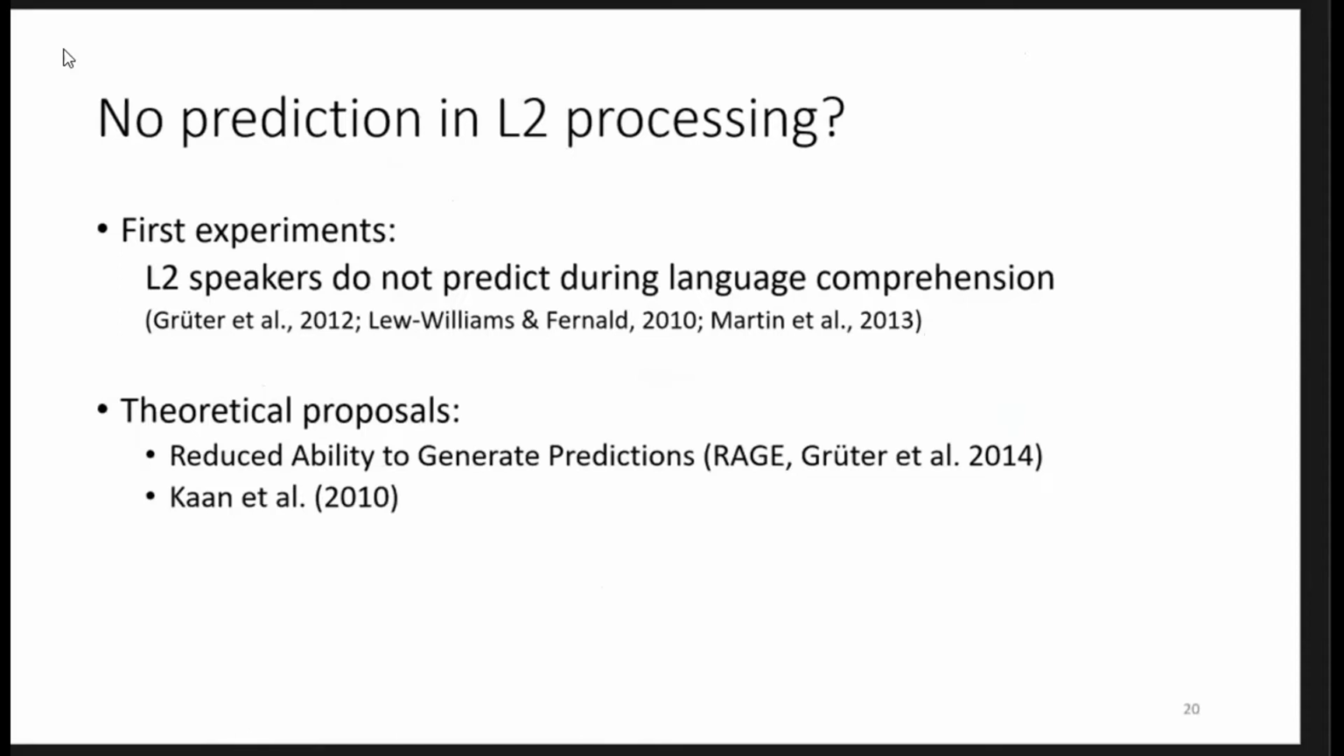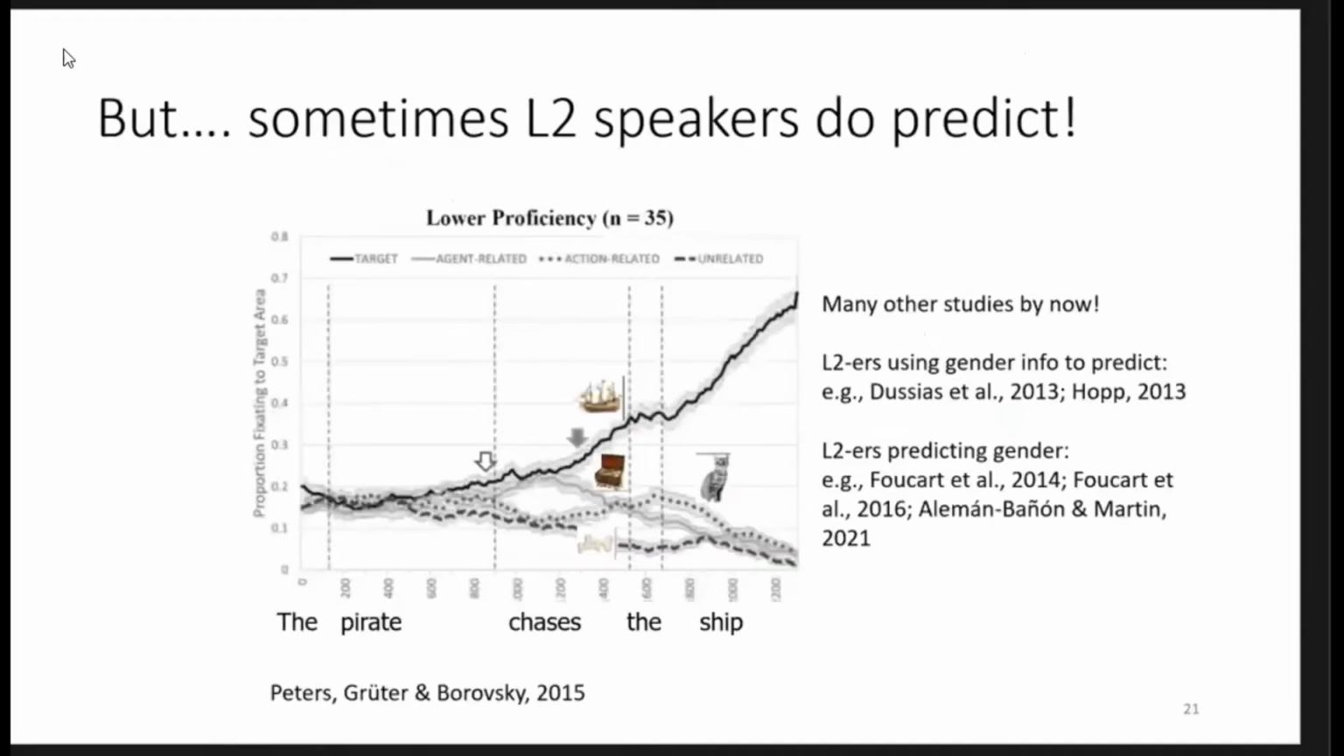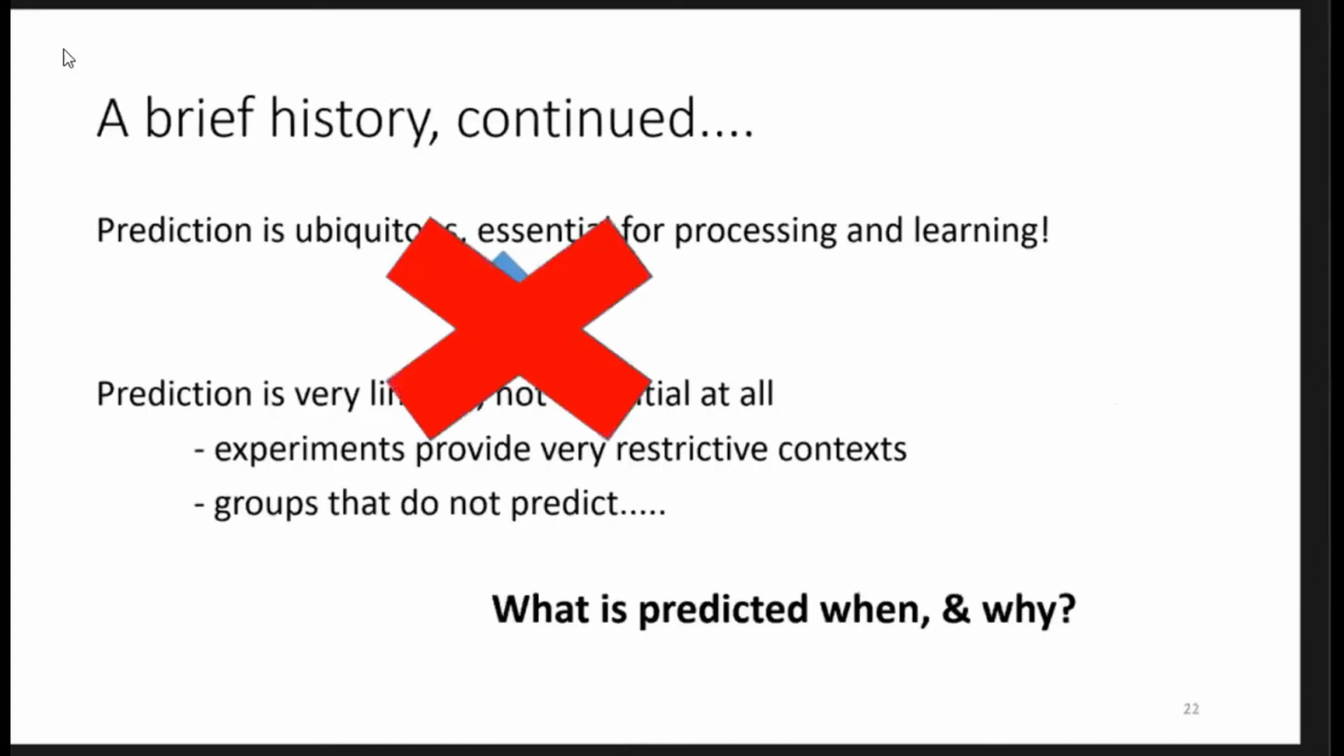But of course, research progresses, and shortly thereafter there were tons of studies showing that L2 speakers can predict. This is one of the graphs that you saw earlier, but now with L2 speakers. And you see that like L1 speakers and L1 kids, L2 speakers also predictively move their eyes to the target ship in this case. You might think, well, what about gender? There are many studies by now showing that L2 speakers can use syntactic and morphological information predictively. Okay, so L2 speakers do predict.